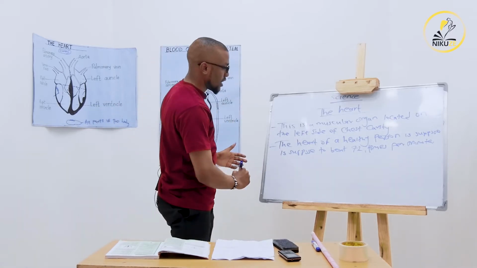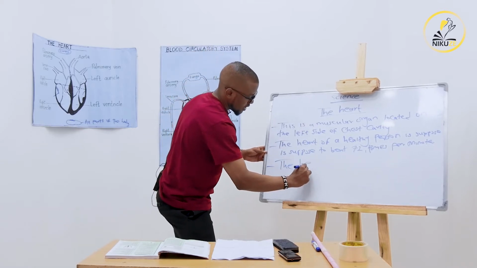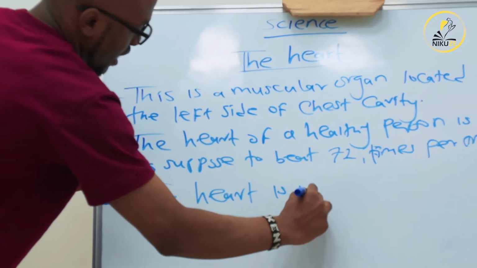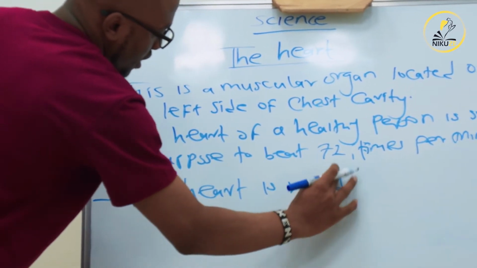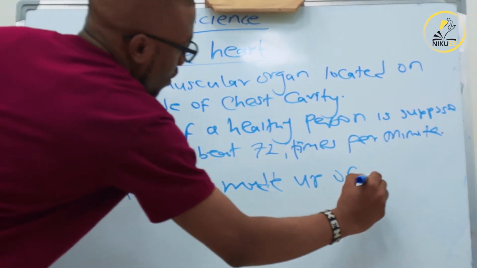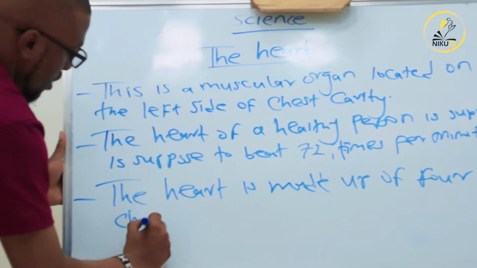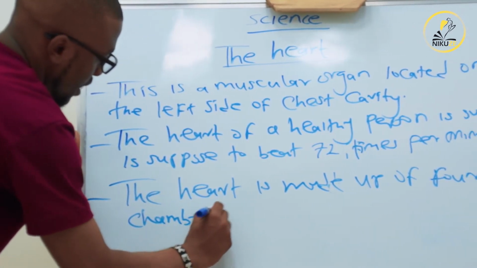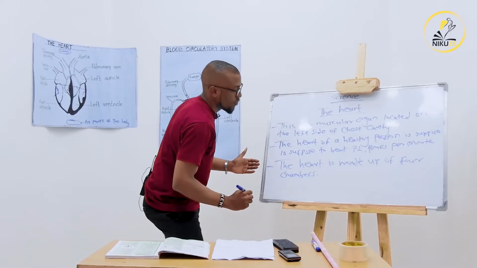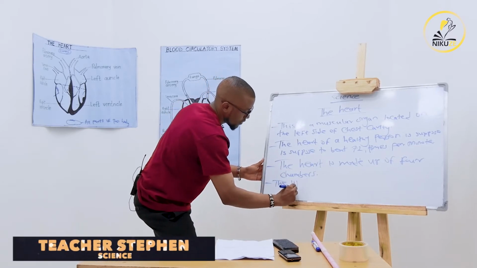So let's continue and say the heart is made up of 4 chambers. Like we said earlier, the heart is made up of 4 chambers. The upper chambers are called auricles.